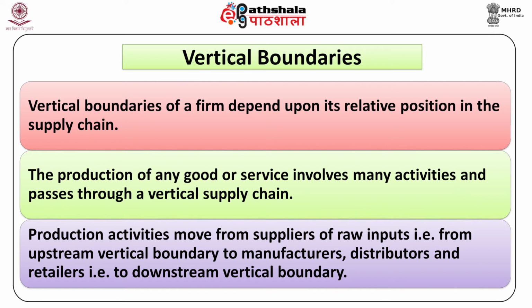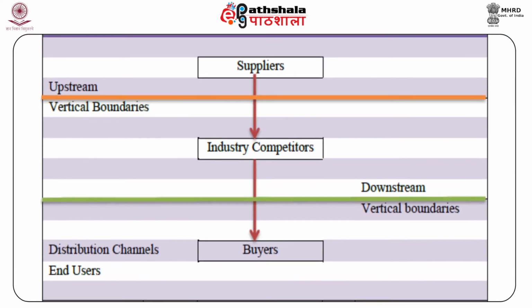Production activities move from suppliers of raw inputs, that is from the upstream vertical boundary, to manufacturers, distributors and retailers, that is to the downstream vertical boundary. Figure 1 shows the upstream and downstream vertical boundaries of a firm.